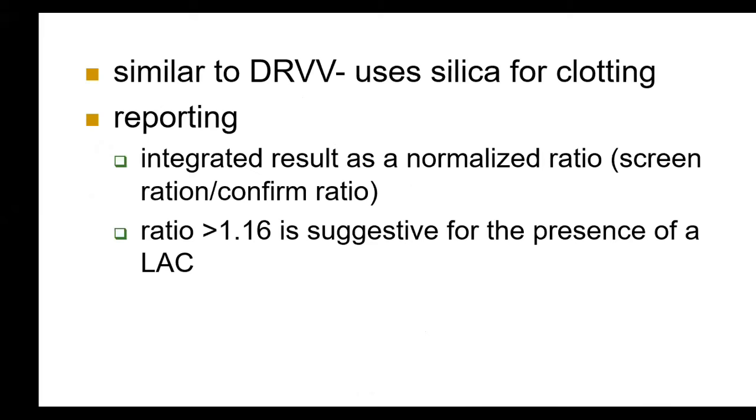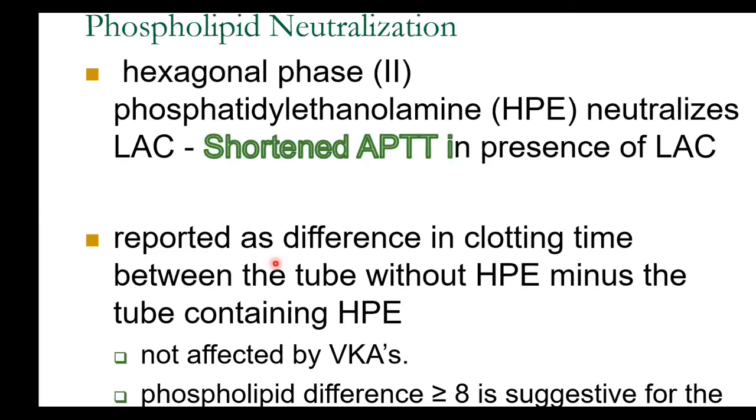Then there is the silica clotting time. It is on similar lines as DRVV. The only difference is that instead of DRVV, we add silica to initiate coagulation. And more than 1.16 is suggestive of lupus.